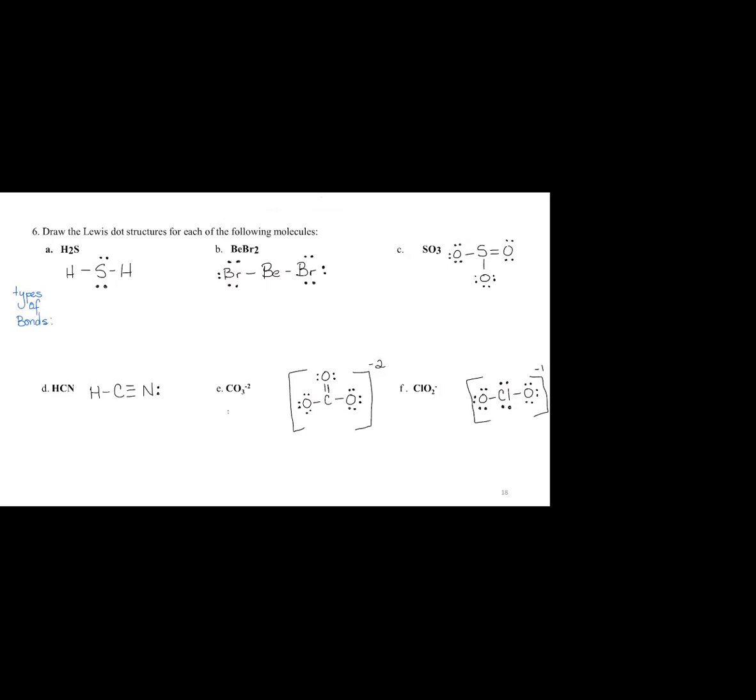In the case of H2S, we're comparing hydrogen to sulfur because that's the only type of bond that we have there. In the case of beryllium bromide, we're comparing beryllium to bromine. In the case of sulfur trioxide, we're doing sulfur to oxygen. In the case of HCN, we're going to do hydrogen to carbon, but also carbon to nitrogen. And again, I don't need to include the triple bond because I'm just looking at the bond as a unit. So we're trying to define what type of bond is that triple bond.